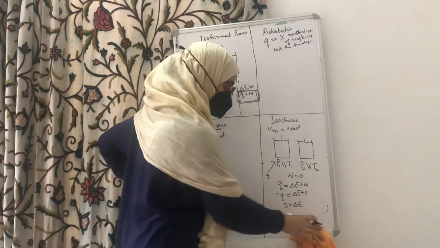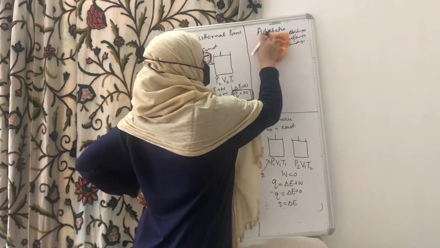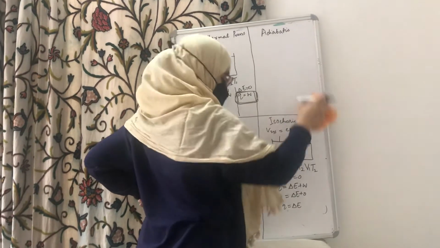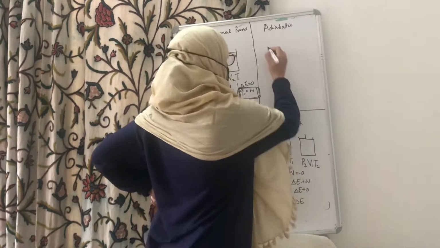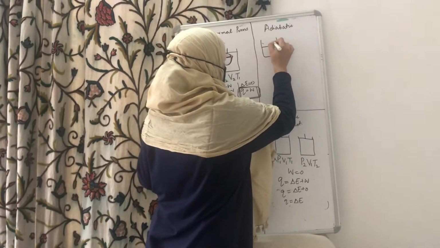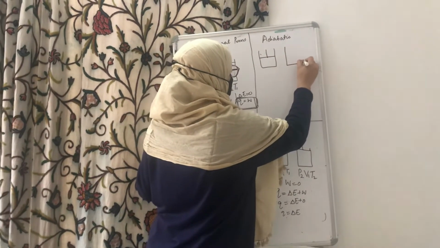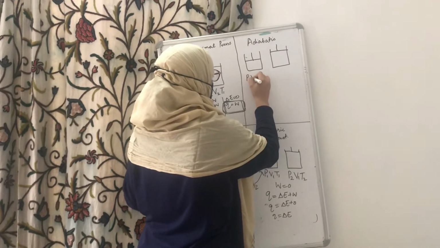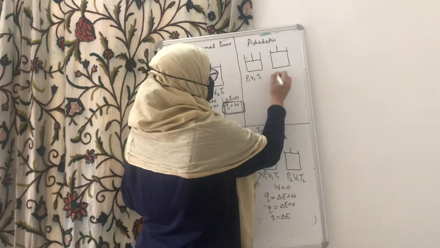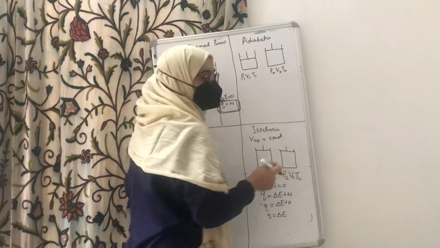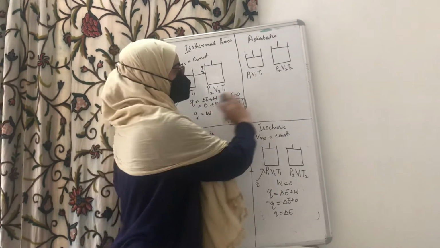What did I say in an adiabatic process? No exchange of energy with the surroundings. So whatever change is brought, all the three change: P1, V1, T1, P2, V2, T2. No exchange of energy.